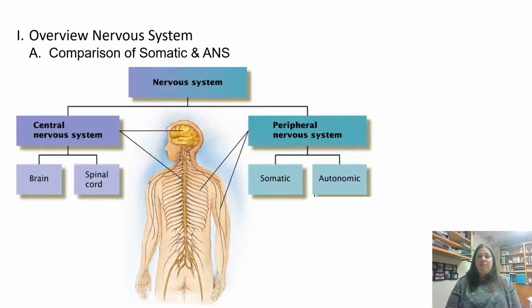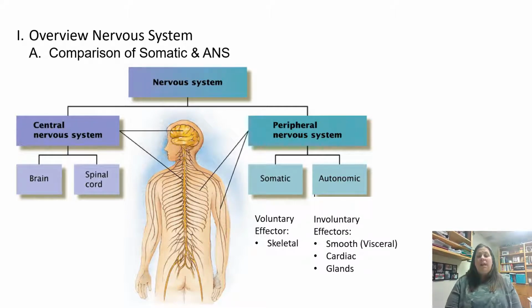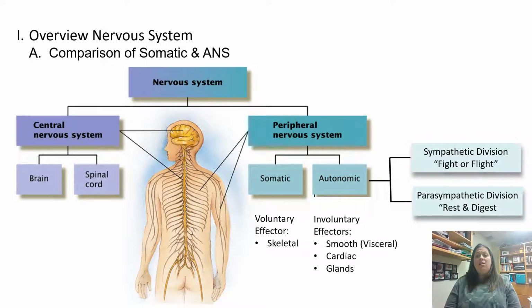So remember, an overview here of the nervous system. There is a comparison of the somatic and the autonomic nervous system. We see that they are both part of the peripheral nervous system. The somatic is going to communicate with your skeletal muscles, so this is going to be voluntary control, whereas the autonomic is going to be the involuntary effectors like your smooth muscle, cardiac muscle, and your glands. Now remember that the autonomic can also be subdivided into the sympathetic division, which is your fight or flight, and the parasympathetic division, which is the rest and digest.